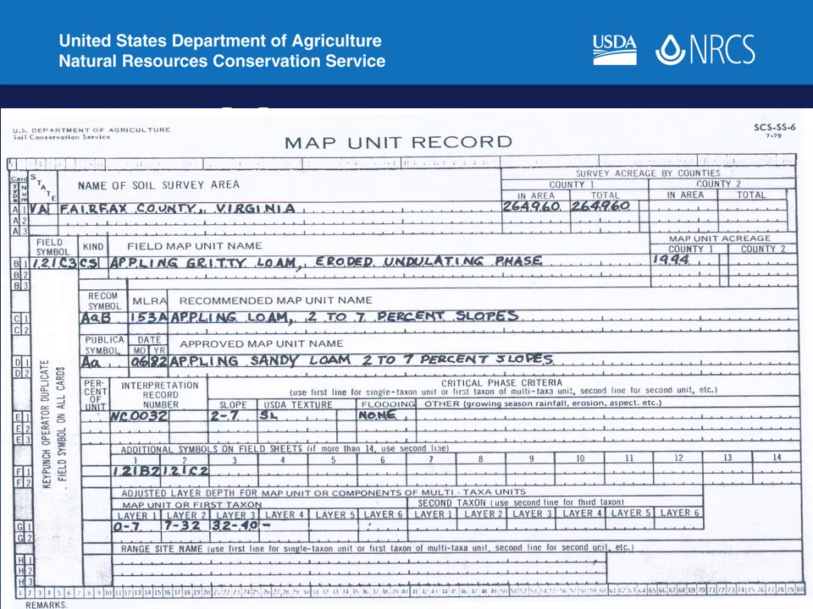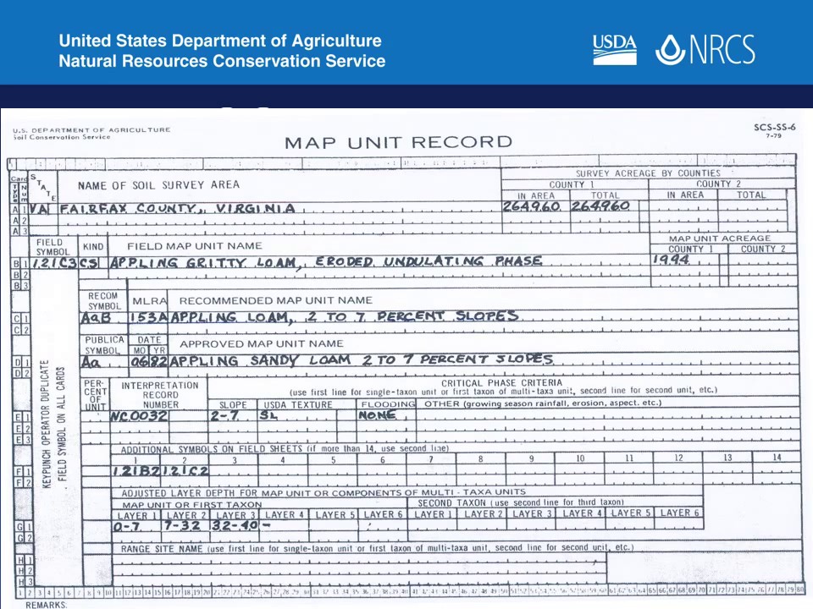Then we had what was called a map unit record. These were 2 different forms. One was for the series interpretation record, and the other was for the map unit record. This is where you married the information, the soil properties and interpretations, for your map unit.